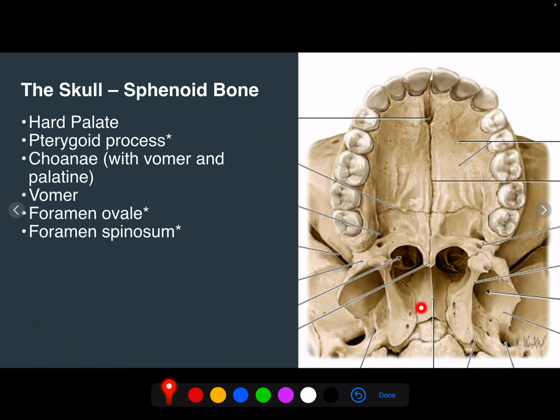Choanae, vomer, tracing the outline of the vomer, and then you can kind of see them here, but we have our foramen ovale, and then our little tiny baby foramen spinosum there as well. So foramen ovale, foramen spinosum.